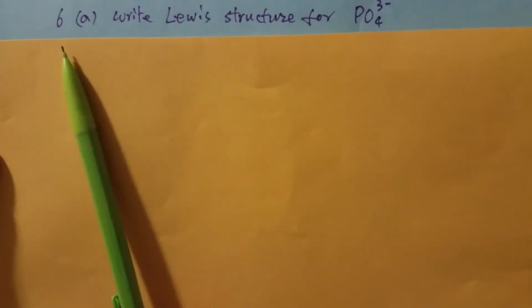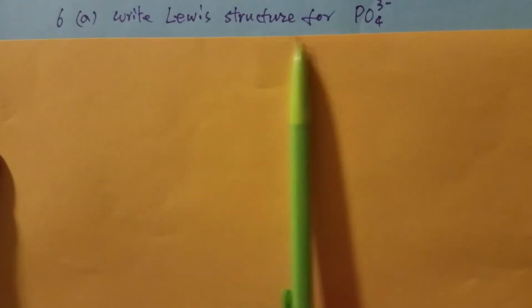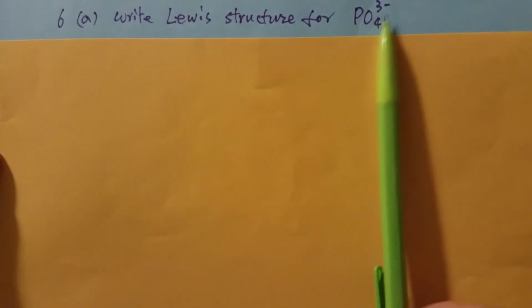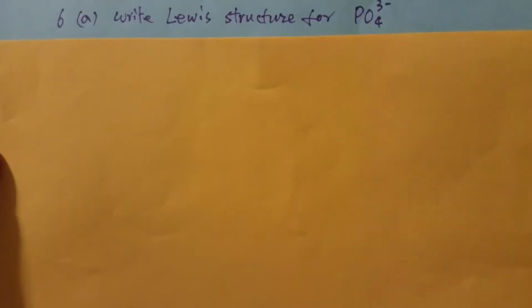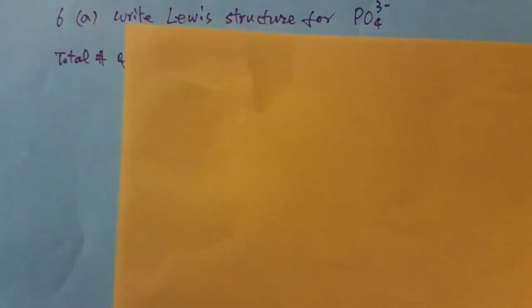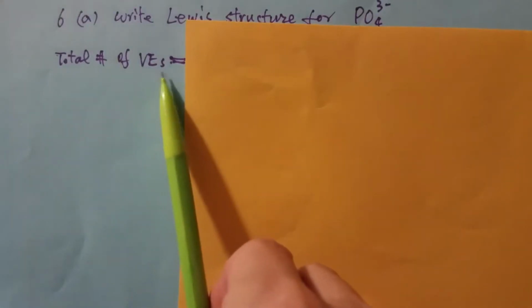Chapter 7, Lewis Structures, homework question number 6A. Write the Lewis structure for the phosphate ion, PO4 3-. So first, again, let's find out the total number of valence electrons for this polyatomic ion.